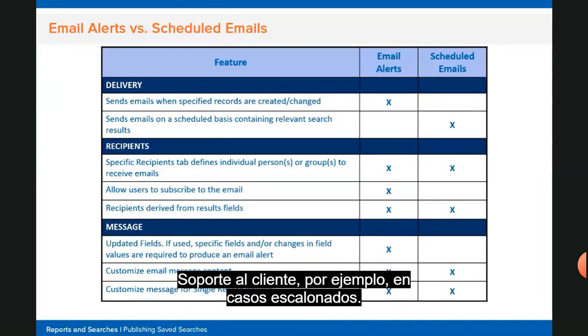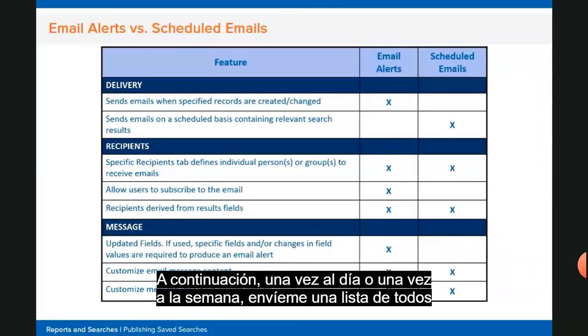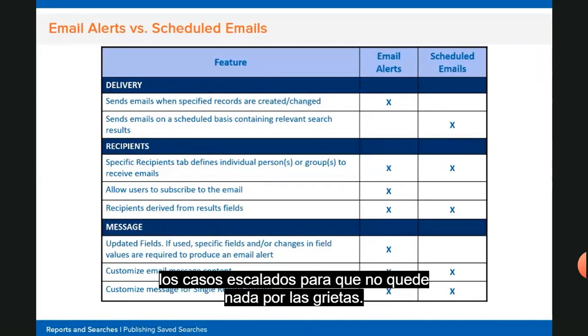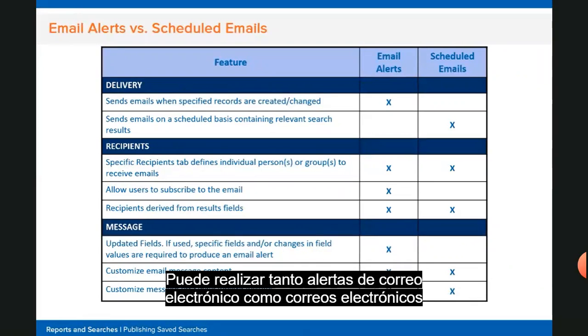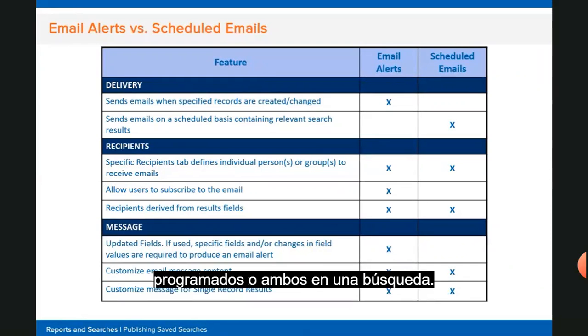Customer support, for example, on cases that go escalated. Tell me every time a case is escalated as it happens, and then once a day or once a week send me a listing of all escalated cases so that nothing falls through the cracks. You can do either email alerts, scheduled emails, or both on a search.